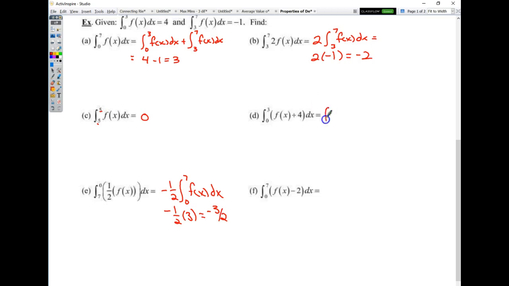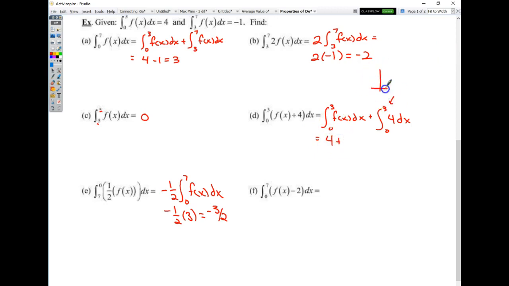What I can do here is recognize this as the integral from 0 to 3 of f of x dx plus the integral from 0 to 3 of 4 dx. I could choose to factor this out and call this 4 times the integral from 0 to 3 of dx, but that kind of gets confusing. What I like to do is look at it this way. The integral from 0 to 3 of f of x is a simple one. That's 4. But then this maybe messes with us.